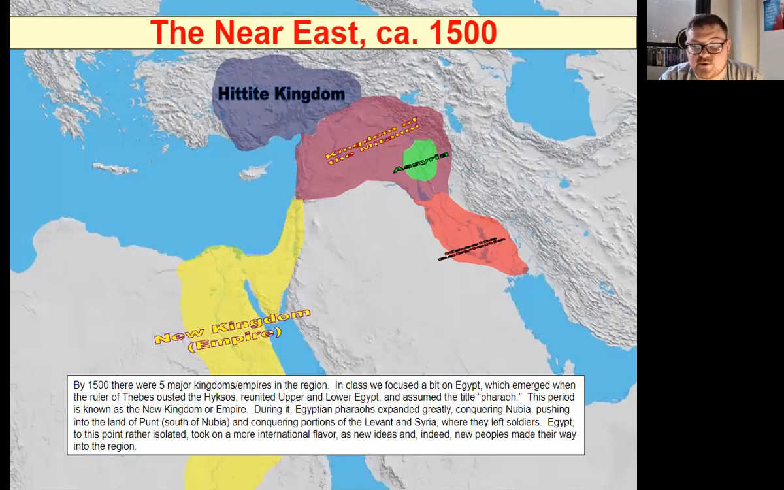This period is also known as the New Kingdom or Empire in Egypt. During it, Egyptian pharaohs expanded greatly, conquering Nubia, pushing into the land of Punt, which is south of Nubia, and conquering portions of the Levant and Syria, where they left soldiers. Egypt, to this point rather isolated, took a more international flavor as new ideas and indeed new peoples made their way into the Egyptian kingdom.